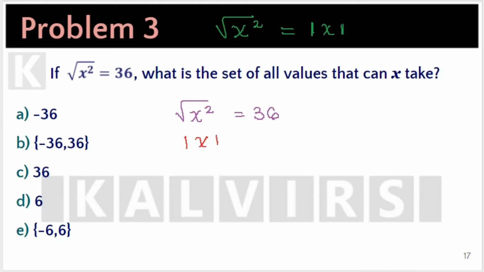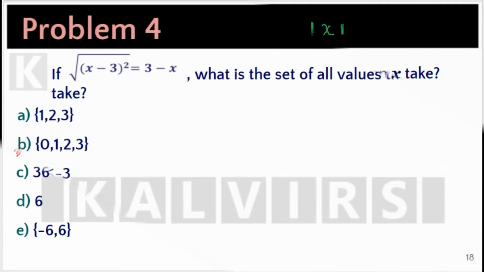Therefore, the absolute value of x equals 36. It means that x might be either positive 36 or negative 36. Therefore, choice B is correct.